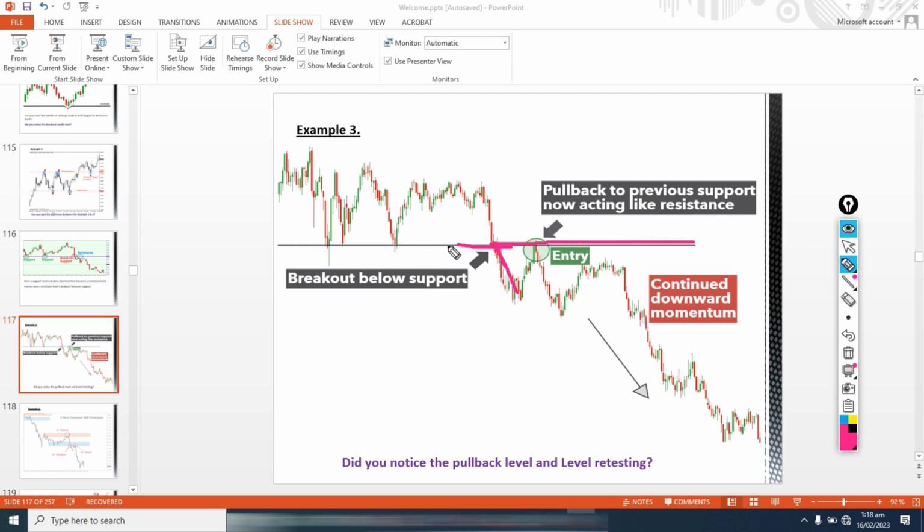Now, for the fact that this level has been broken, support has now become resistance. So price went back up here, did a retest here, and eventually falls down. So this particular level highlighted in green has now become a new ceiling, a new resistance. So support, once broken and no longer able to hold its position, becomes a new resistance.